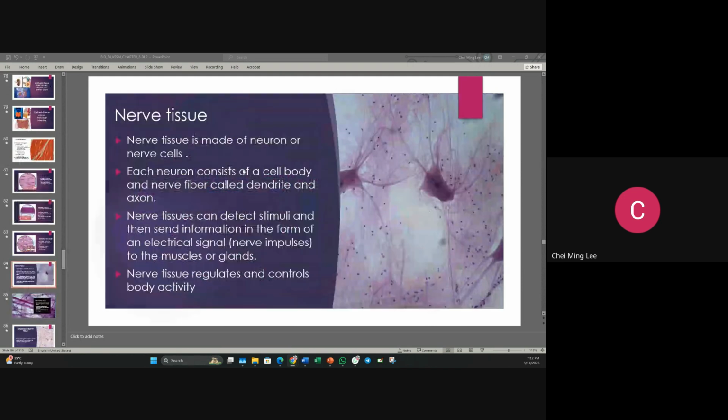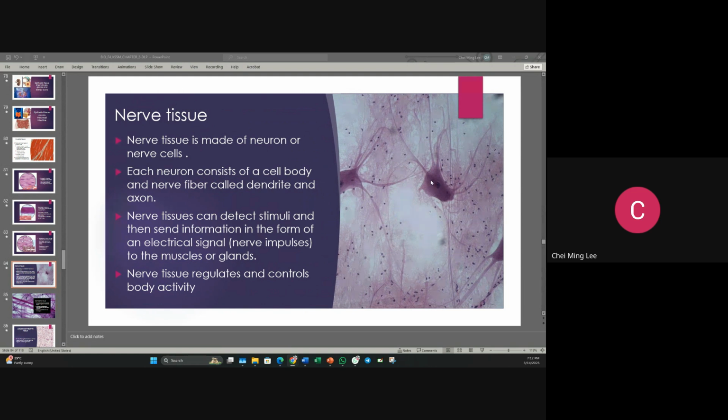Okay, then for nerve tissue, these are the nerve tissue, lots of connections. There are many nerve tissues here. So the nerve tissue is made up of neurons, or we call them nerve cells. Each neuron consists of a cell body. The cell body is the black dot here.